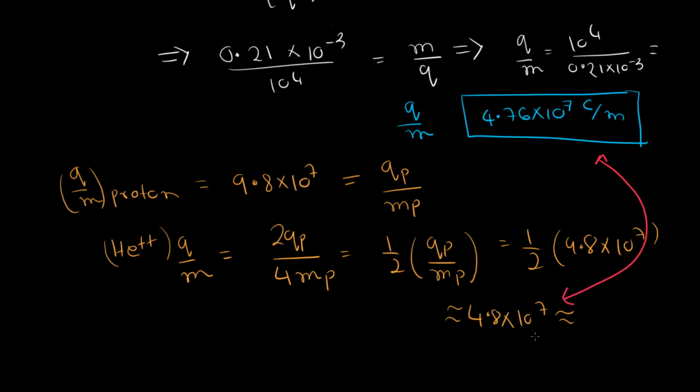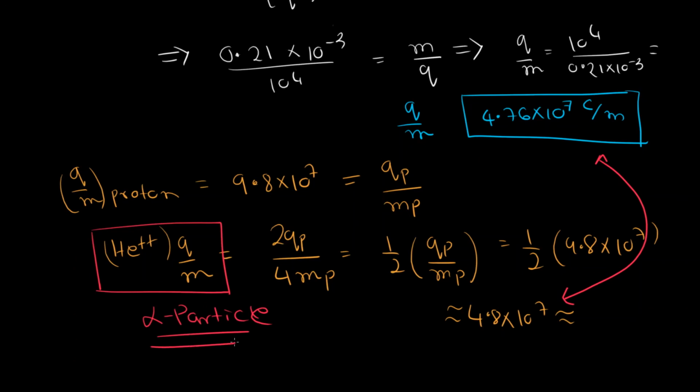Now the inaccuracies are caused by not taking everything to the required accuracy of significant digits. But from here we can see that the Q by M of helium nuclei, also called an alpha particle, you will learn about it more in the radioactivity chapter, matches with our experimental findings. So we can conclude that our found particle was an alpha particle.